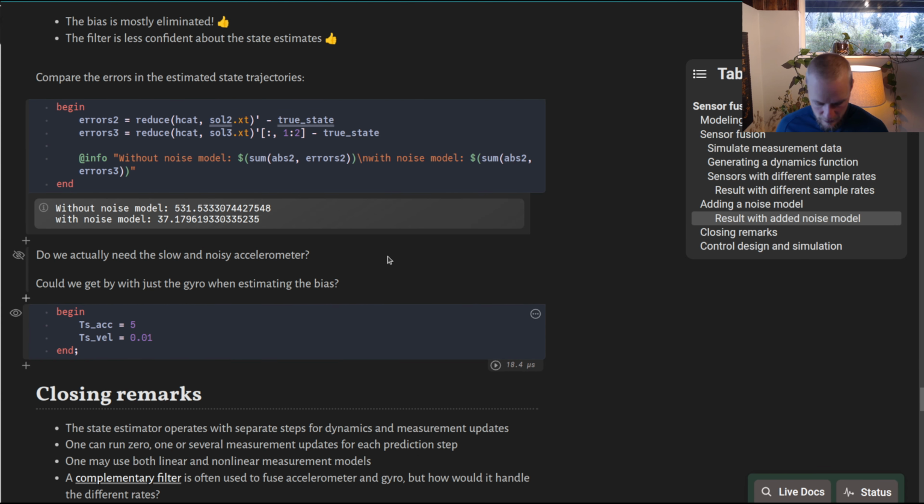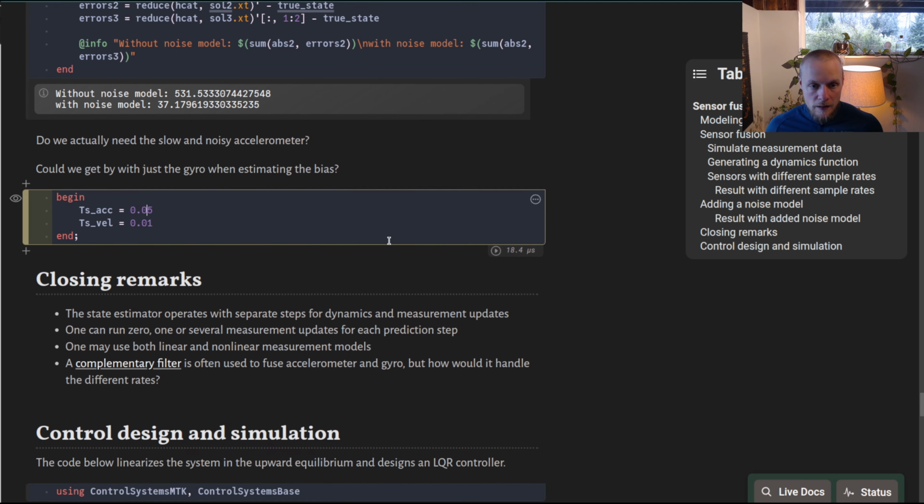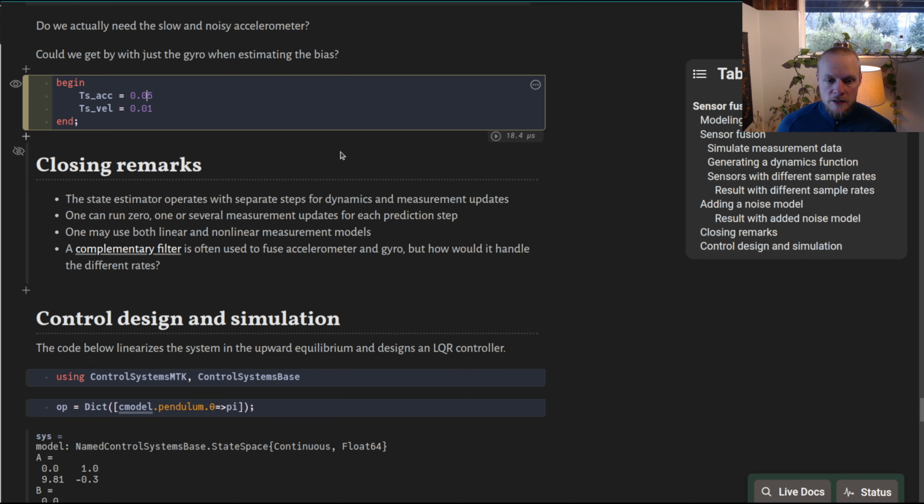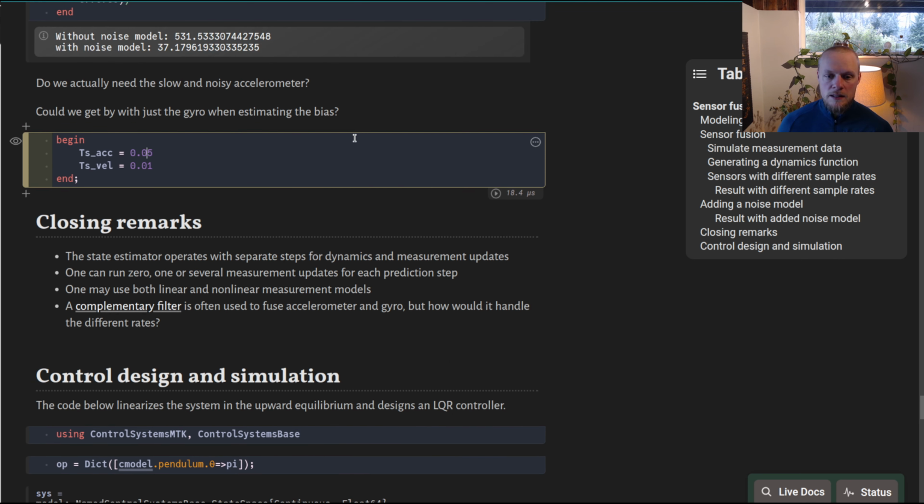All right, so let's reset this and go to the closing remarks. The state estimators we have made use of here are Kalman style estimators. They have a separate step for prediction, where they use the dynamics model, and a measurement update, where we include information from the sensor. For each prediction step, you can run 0, 1, or several different measurement updates. So if you get no measurement at all, then you just perform prediction. If you get one measurement, you run that measurement update. If you get measurements from both sensors at the same time, you run both. And that's fine, so it's very flexible in that way.